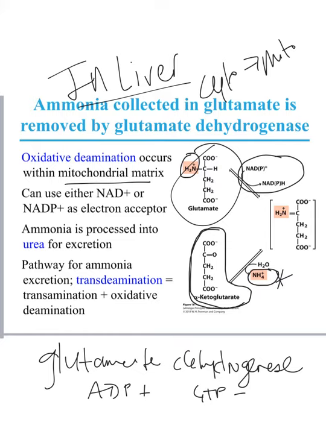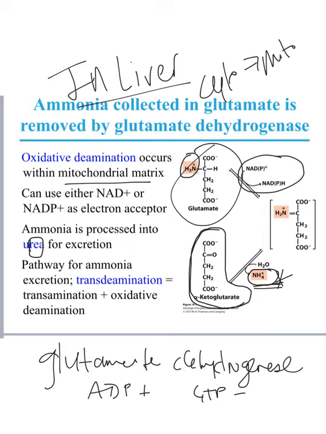Basically what we're doing in this process is collecting all of those amide groups from glutamate. We're collecting them as ammonia, and then we are going to be able to process them in the liver. Right now it's in the form of free ammonia, which is bad. We can't have free ammonia in our bloodstream, and so we have to do something with that ammonia.